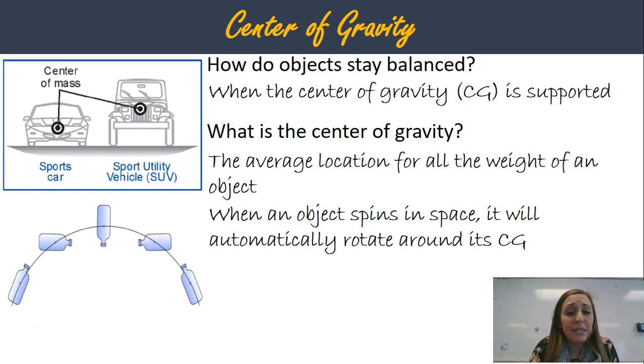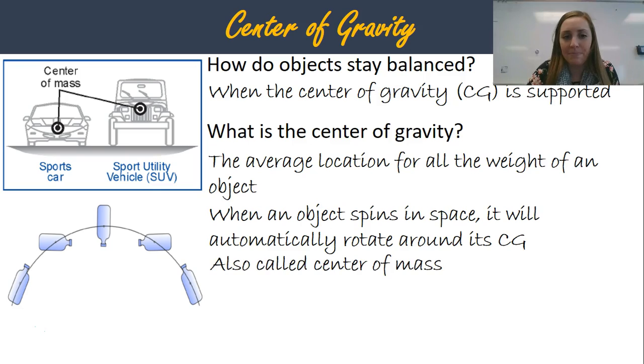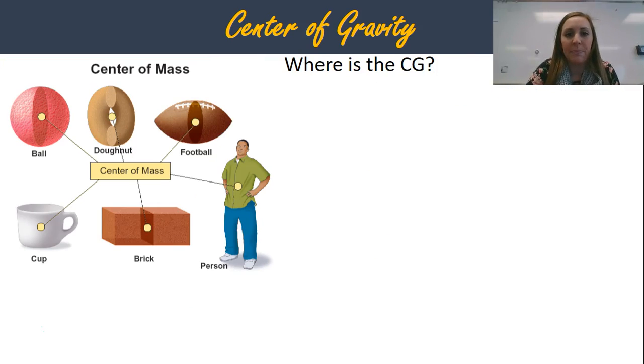When an object spins in space, it's going to automatically rotate around its center of gravity, and you've experienced that if you've ever played the water bottle flipping game. It's also sometimes referred to as the center of mass, because mass is what creates weight, which we deal with gravity. So gravity is pulling on the mass to create weight.